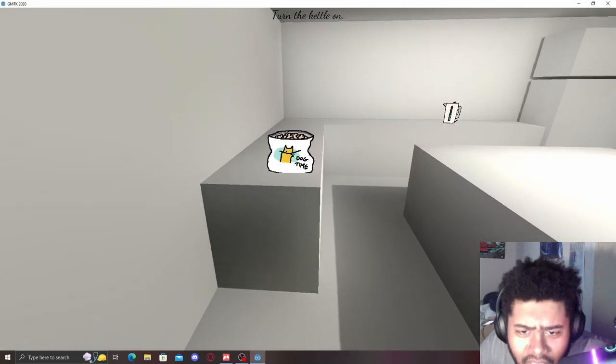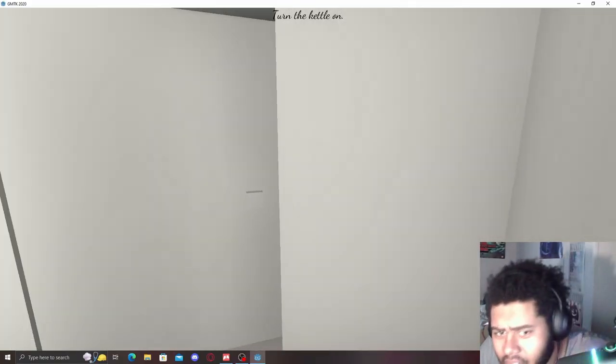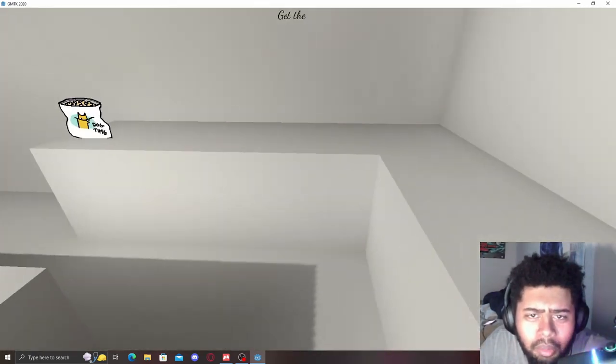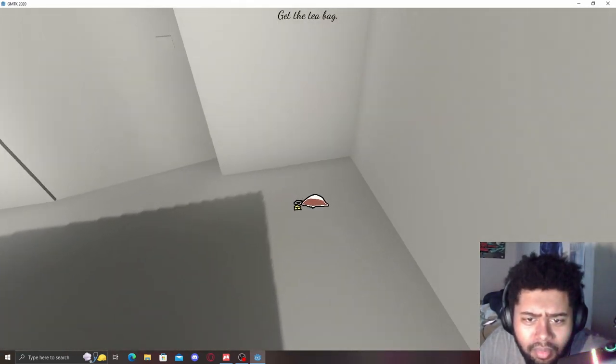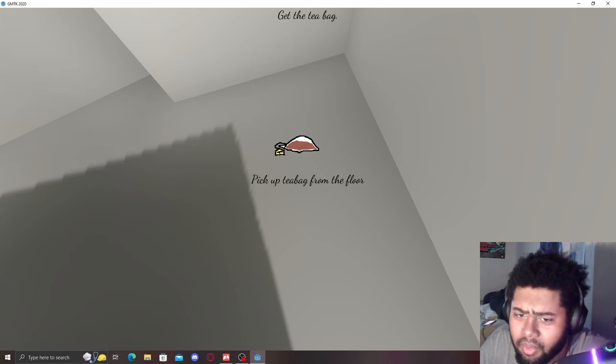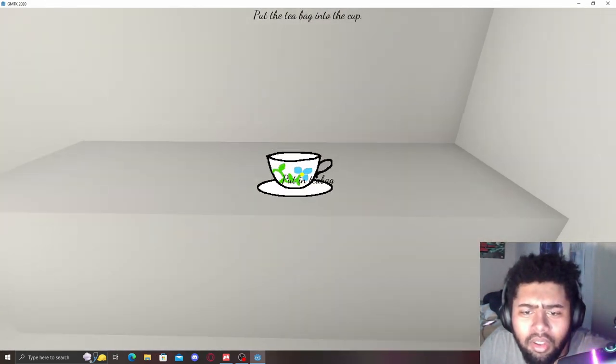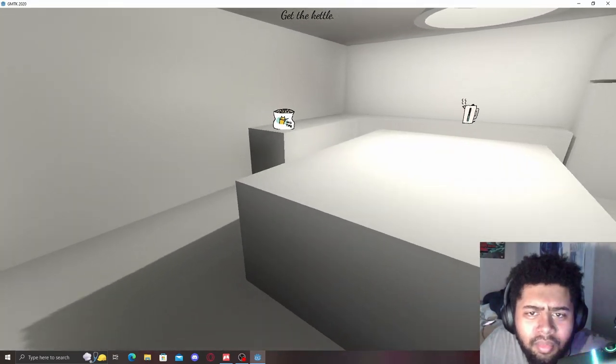Okay, what is that? Dog time. What does that mean? And I don't like that door is kind of open. All right, so repeat the process, right? The tea bag is on the floor this time. Okay, put the tea bag into the cup. Bam. Get the kettle.